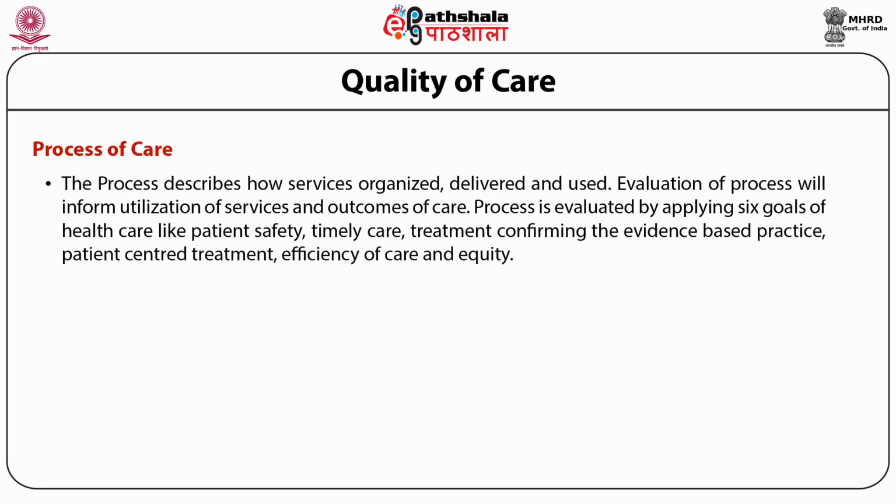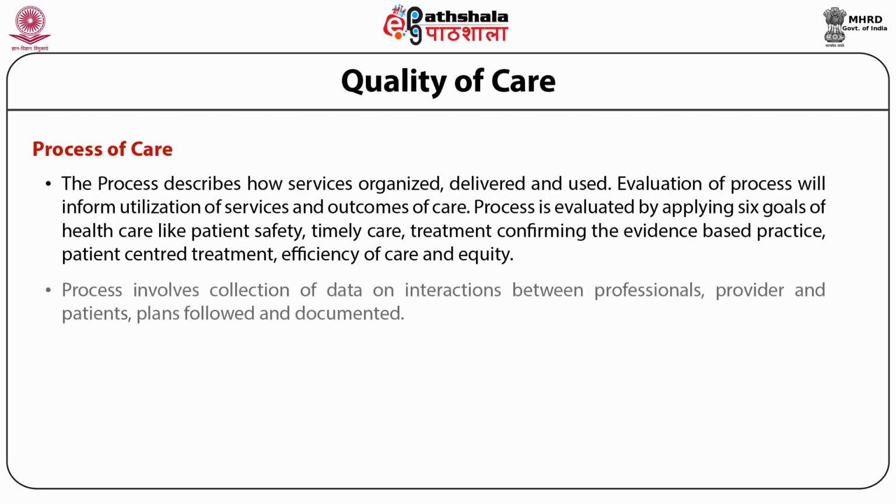Process is evaluated by applying the 6 goals of healthcare: patient safety, timely care, treatment conforming to evidence-based practice, patient-centered treatment, efficiency of care, and equity. This analysis will help to know whether improvement is required and where efforts should be directed. Process involves collection of data on interaction between professionals, provider, and patient, and plans followed and documented.